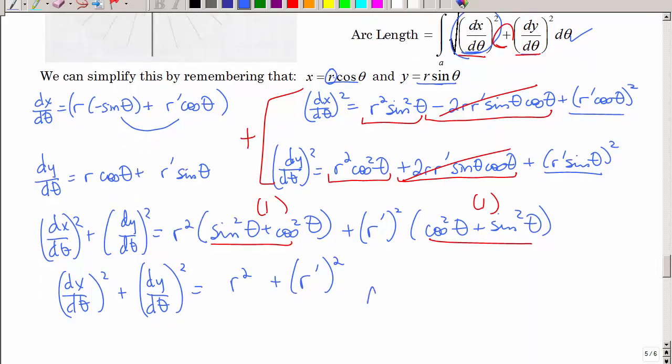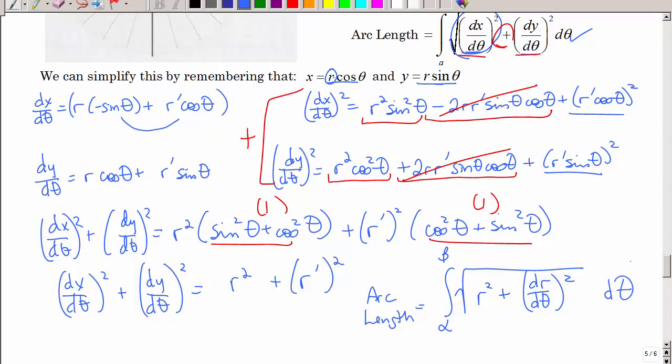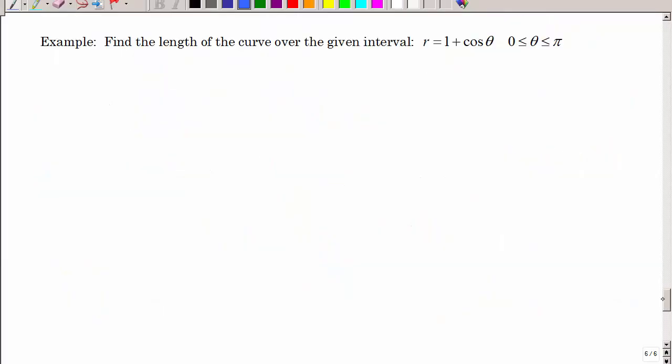So now we can write that the arc length is equal to the integral evaluated between alpha and beta of the square root of r squared plus dr d theta squared d theta. And now it looks a little bit better. And it's all in terms of r, which is quite helpful. So now let's apply that formula. It's not too bad. Find the length of the curve over the given interval, and they're giving you a function, and they're giving you that interval.